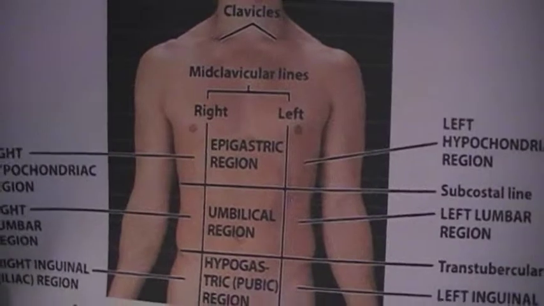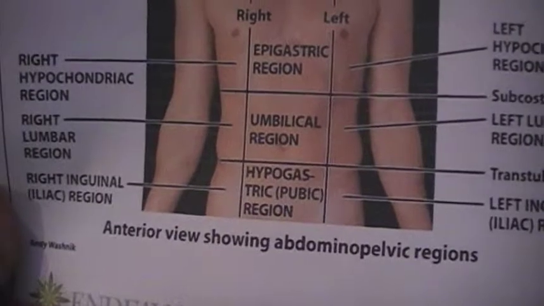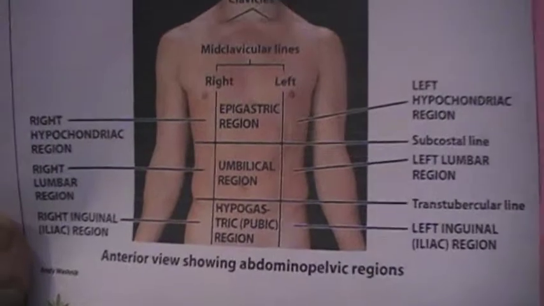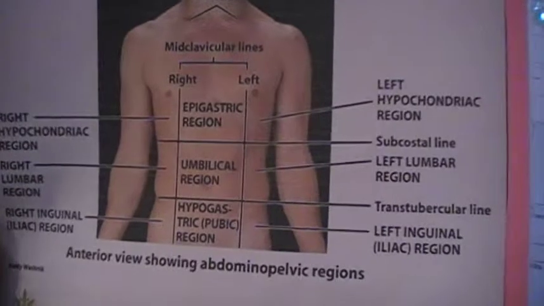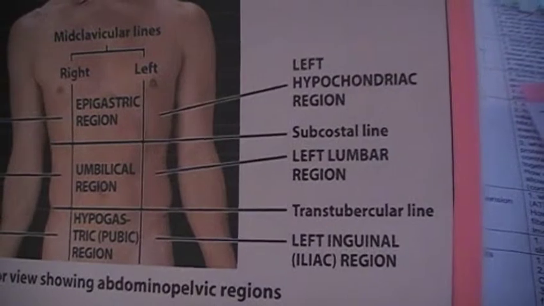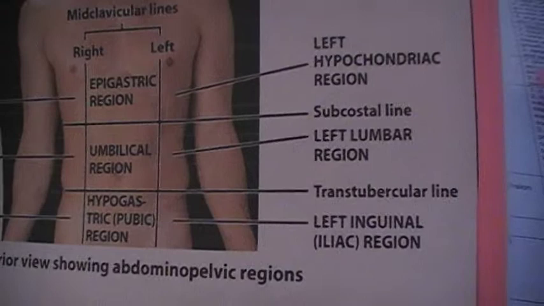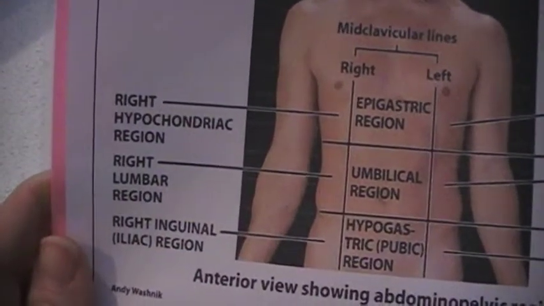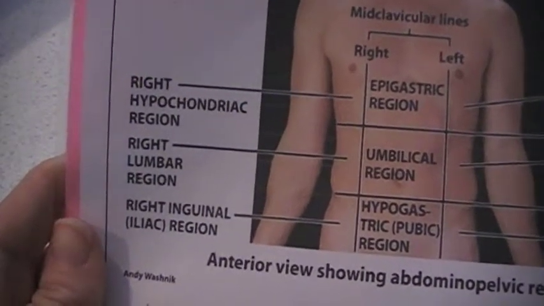There's an epigastric region, an umbilical region, and a hypogastric region. There's also a left hypochondriac, left lumbar, and left iliac region. Right hypochondriac, right lumbar, and right iliac region.